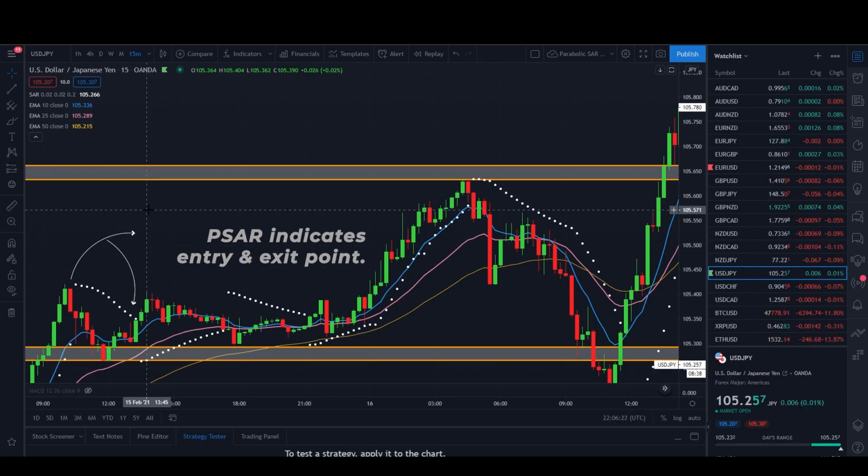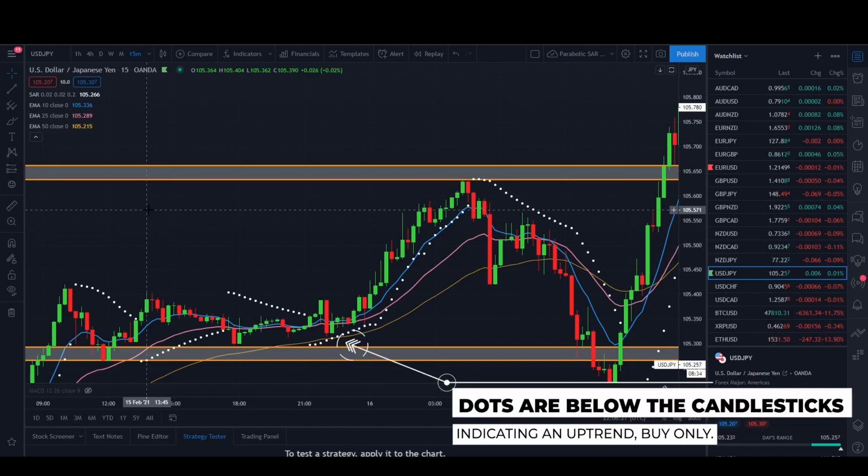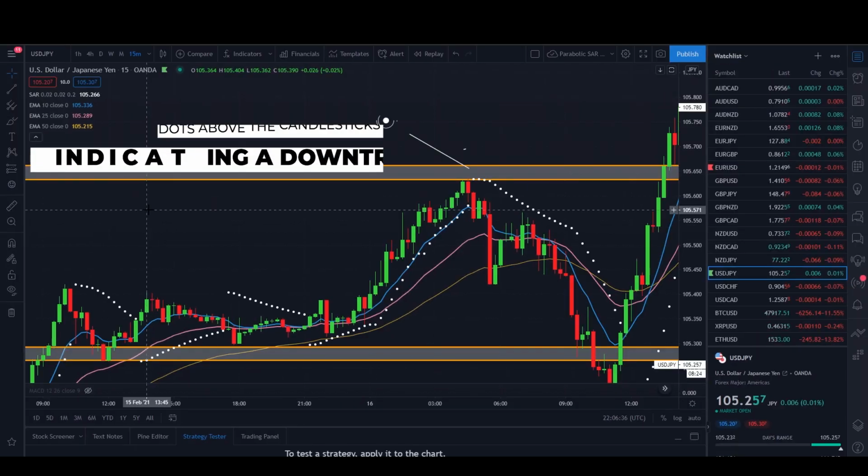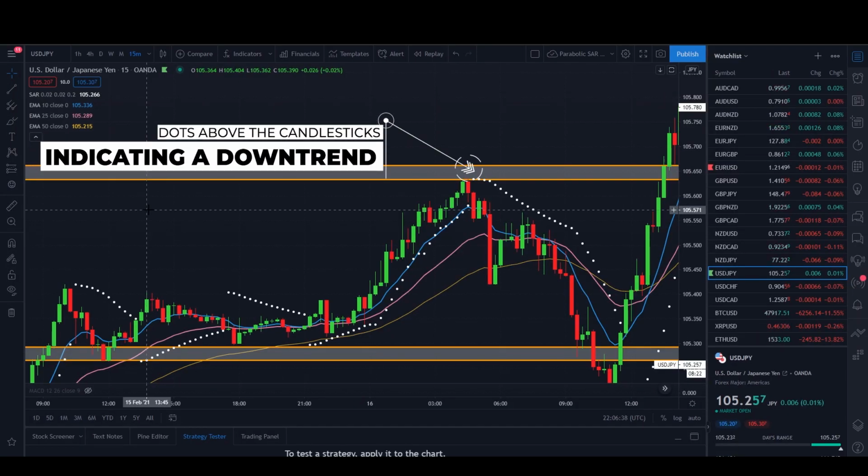So that's a great hack for how you can spot an uptrend or a downtrend. If you see the dots below the candlesticks, we are in an uptrend and we will be looking only for buy trades. On the other hand, if the dots are above the candlesticks, it identifies a downtrend and we will be taking only sell trades.